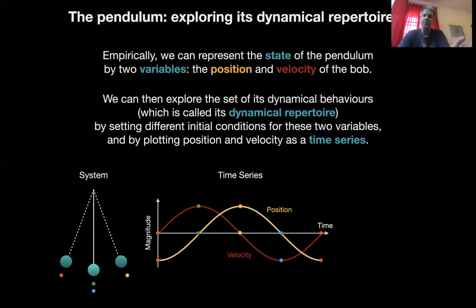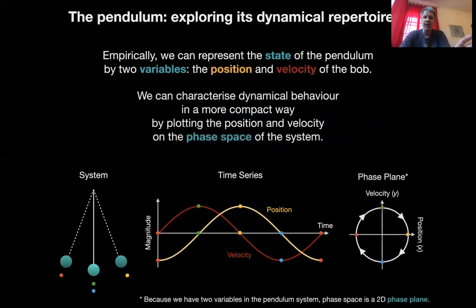Now, you can use a certain trick to make this simpler. We can characterize dynamical behavior in a more compact way by plotting the position and velocity on the phase space of the system. The phase space is defined by the two variables. So the two axes in this graph now are velocity on the y-axis and position on the x-axis. And because we have two variables, the phase space of this system is two-dimensional. It's called a phase plane.